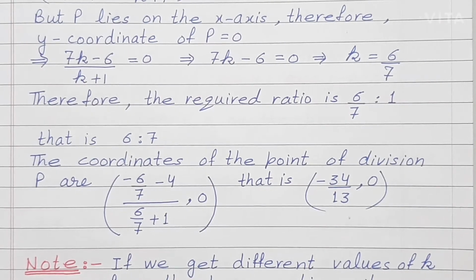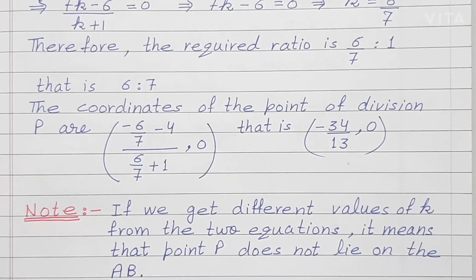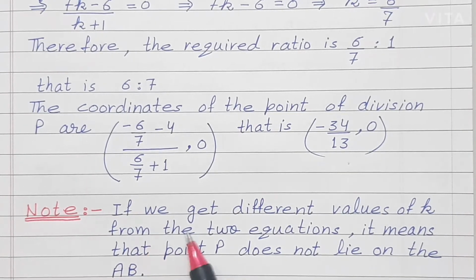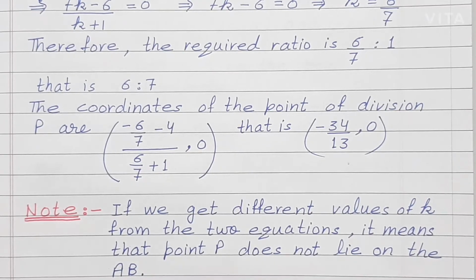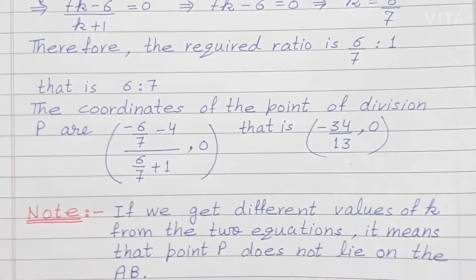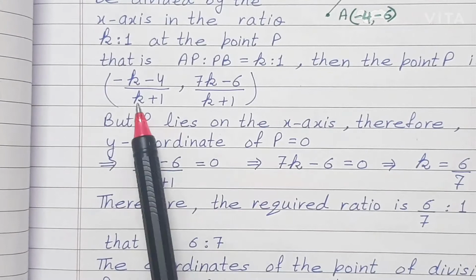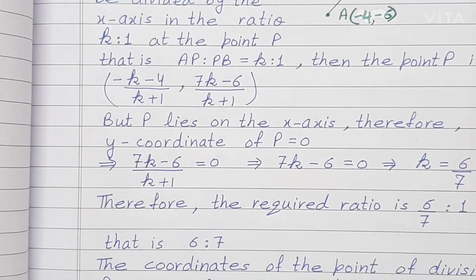Now students, note one very important point here: if we get different values of k from the two equations, it means that point P does not lie on AB. So whenever you compare the coordinates in both the cases, the value of k should be same. Clear?